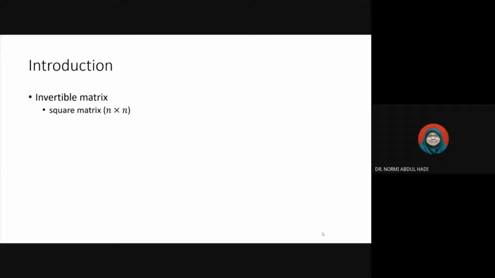First condition, the matrix A must be a square matrix, which is n by n. And although matrix A is square, it must be non-singular, where the determinant is not equal to 0. So there are two conditions for a matrix A to be invertible. First, square, and then non-singular, which is the determinant does not equal 0.